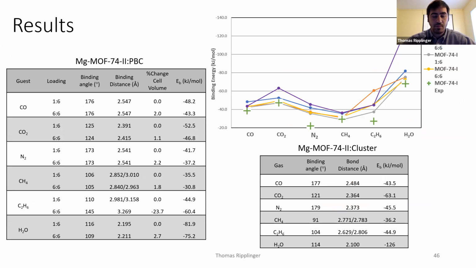All right. So this is for comparing the cluster model now to the periodic boundary conditions model. Starting with the tables, we see that the angles for all the adsorbents are very similar, but the binding distances for the cluster are all about 1/10 of an angstrom closer for most adsorbates, and this influences the binding energy. We see, in general, a higher binding energy for the cluster model, especially when you look at CO2 and water.